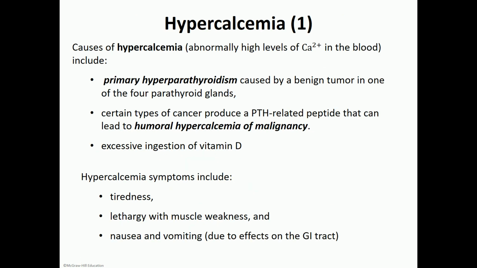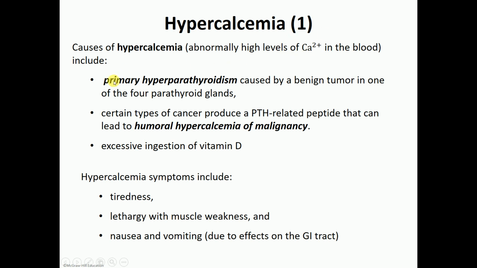Now, dealing with hyper and hypocalcemia. This is when we were saying that extremes of range in calcium levels can lead to neurological and muscular problems. So we'll see how that happens. First off, hypercalcemia, which means abnormally high levels of calcium in our blood.